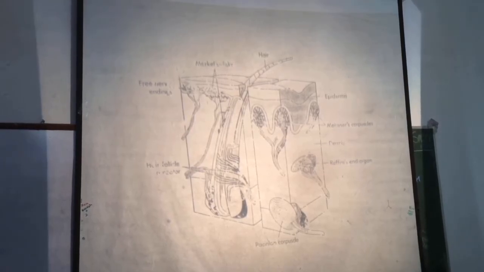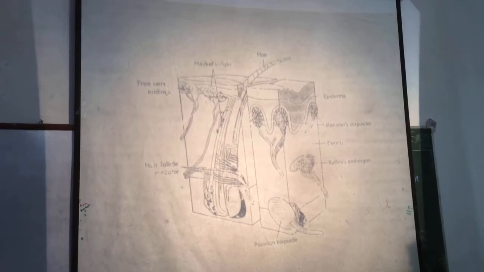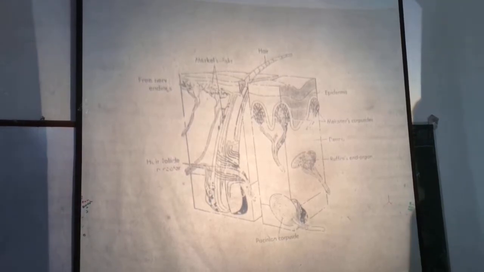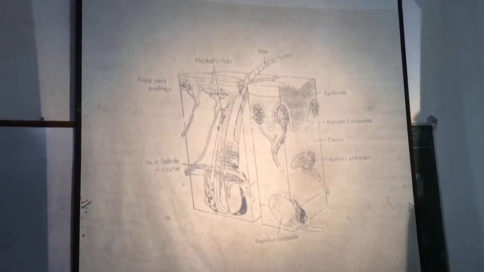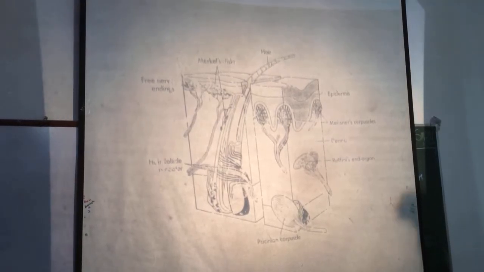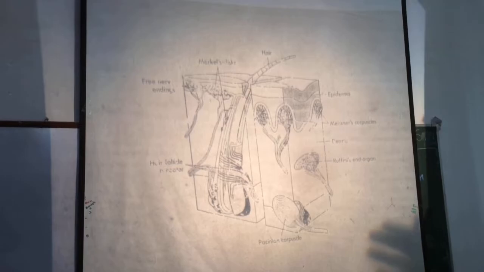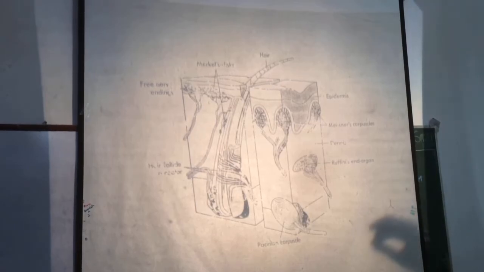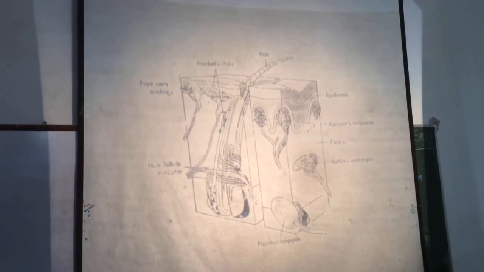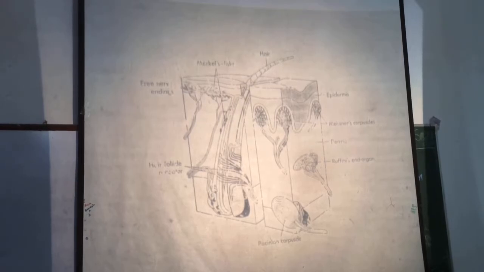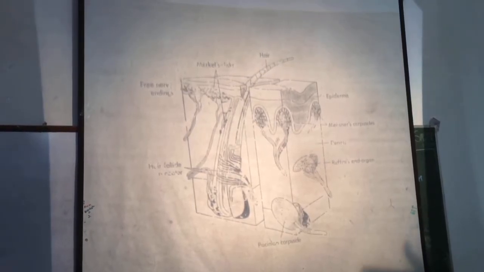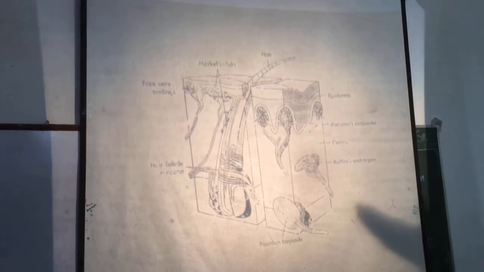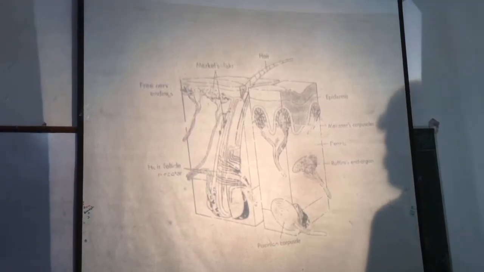Meissner's corpuscles respond to fine touch, 2-point tactile discrimination, and vibration. That is low frequency vibration, say frequency of 100 Hertz, 80 Hertz. So these receptors respond to low frequency vibration.